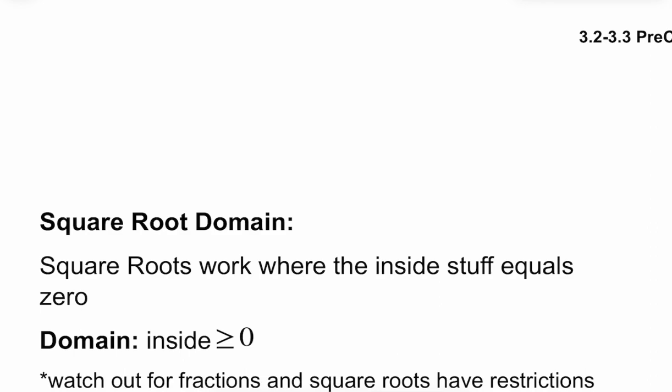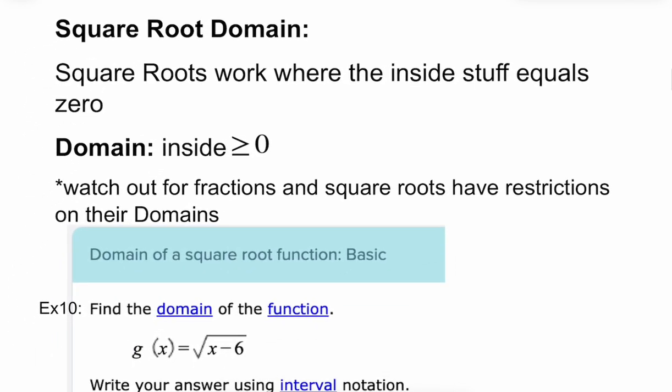Fractions, we have to exclude denominator zeros. Square roots, we have to exclude the negatives because remember, the number line is depicting real numbers. It's called the real number line on purpose. So square roots only work where the inside stuff is greater than or equal to 0. Square roots work where the inside stuff is greater than or equals 0.